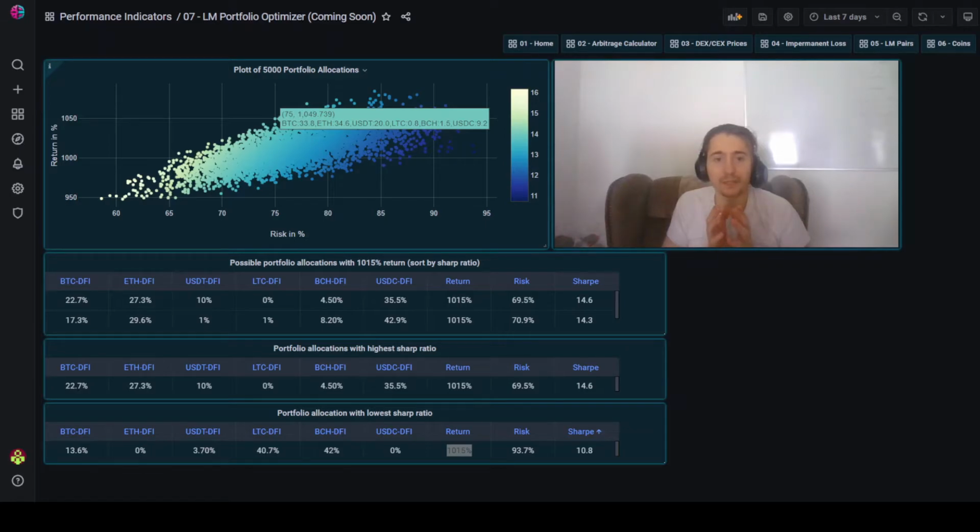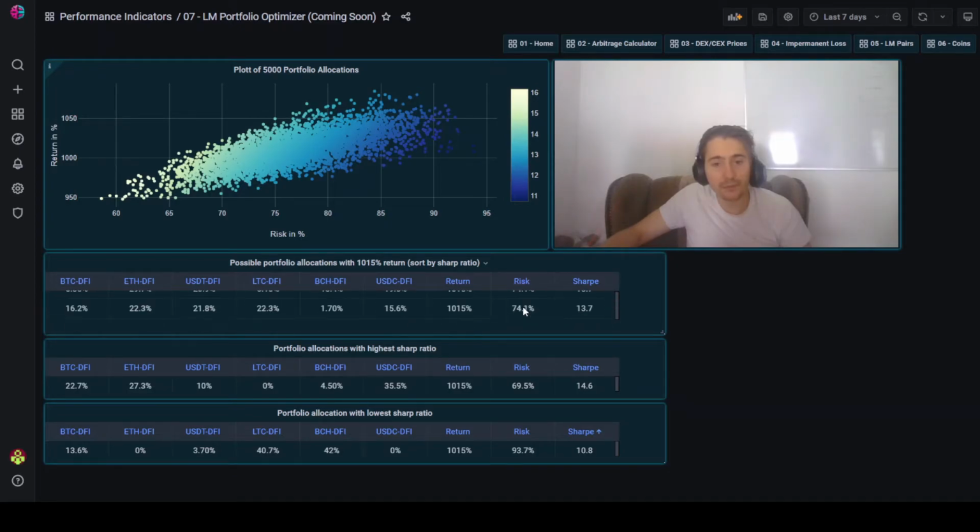Good. So all of this comes from correlation coefficients, from how the different coins move together, and is based on the portfolio min variance theory. Just to give you an example down here, when we choose the return of 1015%, we've plotted a few different portfolios here, and you see that one portfolio, the best one, has a Sharpe ratio of 14.6 for this return and this amount of risk.